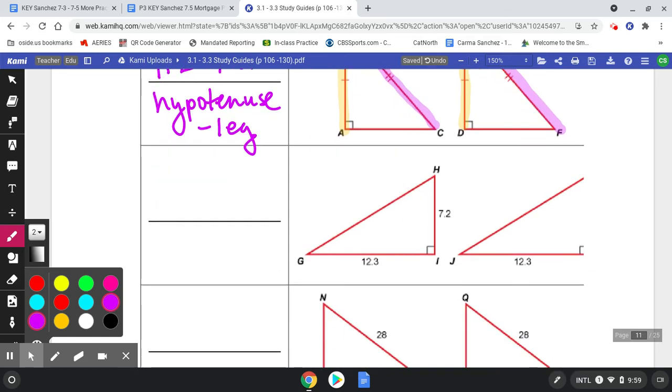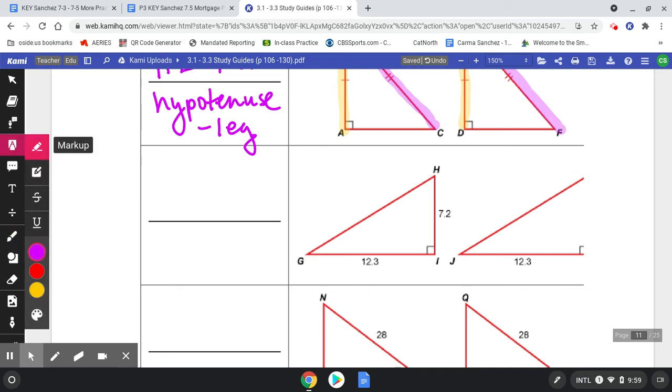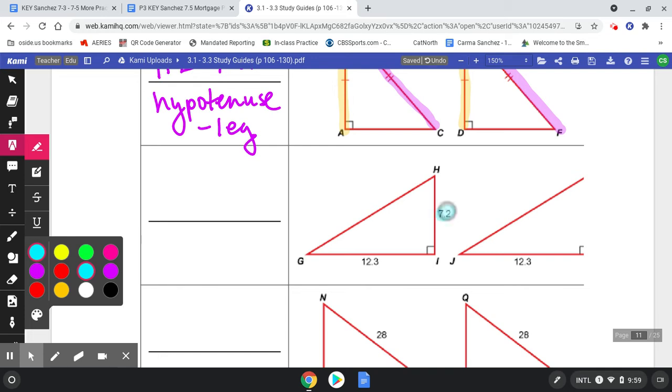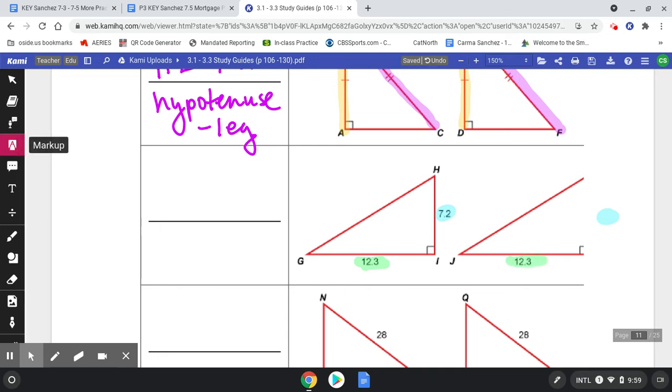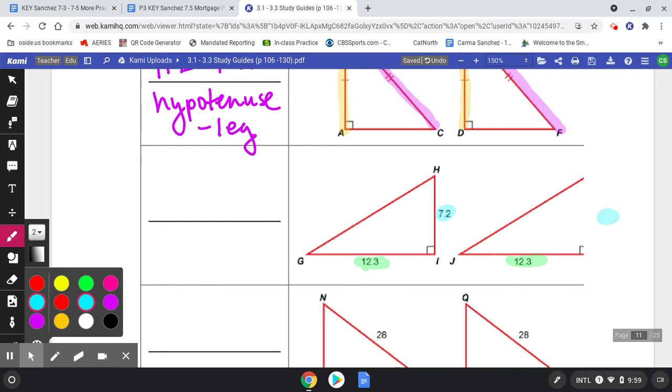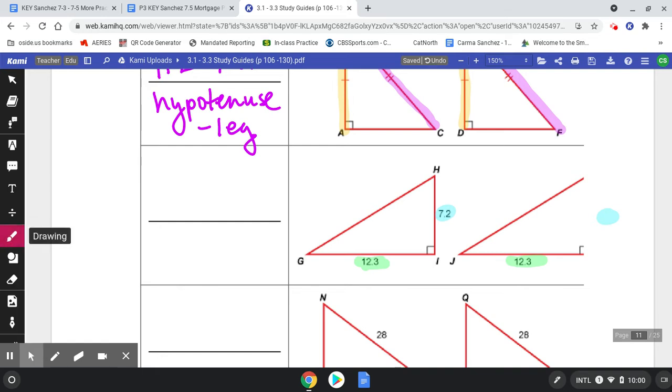All right, how about this guy? Do you see how this side has a 7.2 and this side has a 7.2, and this has a 12.3 and this has a 12.3? So we have two pairs of corresponding legs. So we can say that this one would be congruent by the LL theorem, or two legs.